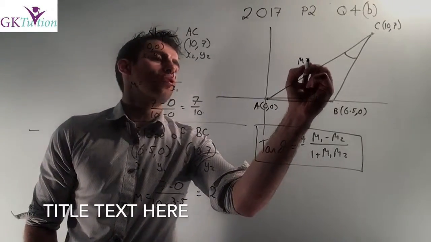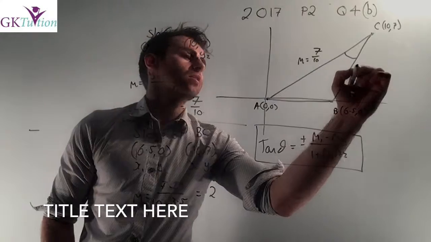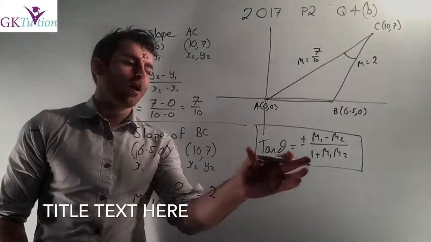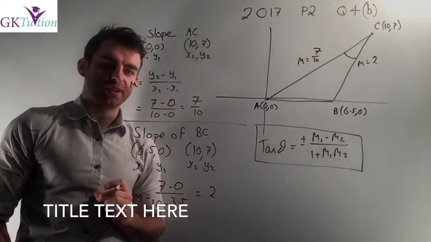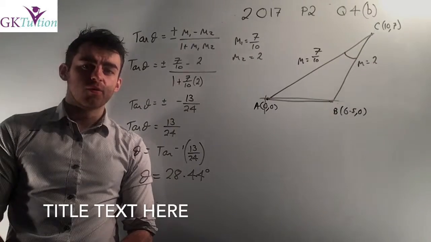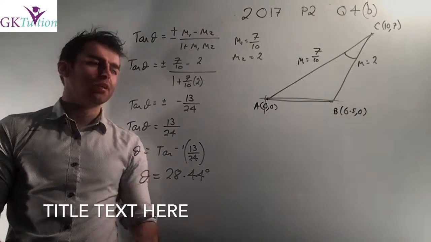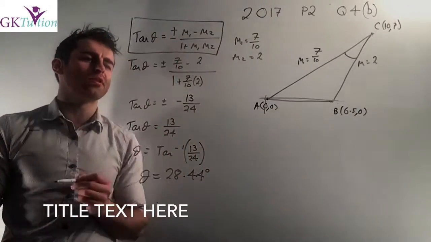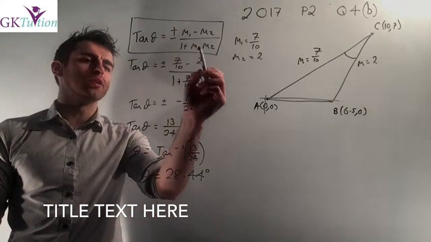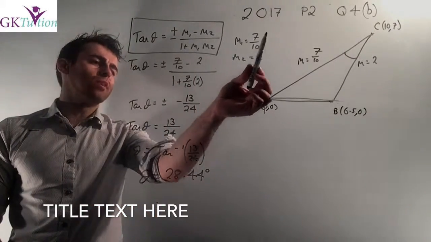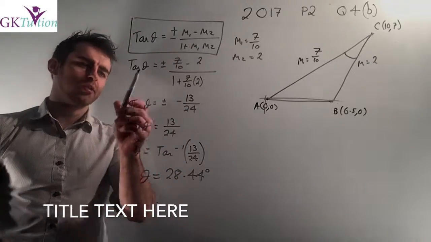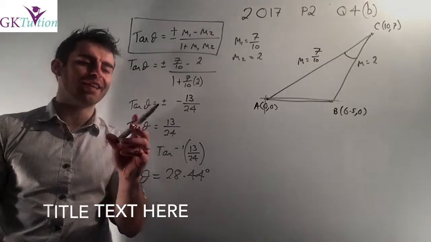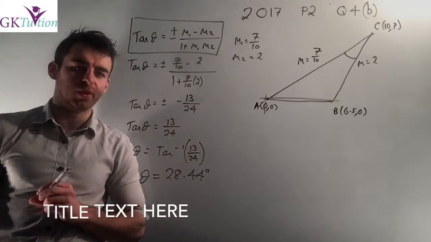So now I know that the slope of the line AC is 7 over 10 and the slope of the line BC is equal to 2. I can use the formula to find the angle between the two lines. tan theta is equal to plus or minus m1 minus m2 over 1 plus m1 times m2. I sub in 7 over 10 and 2, and when you work it out, you get tan theta is equal to plus or minus 13 over 24.